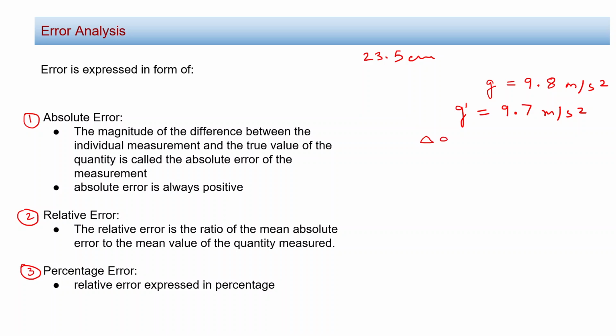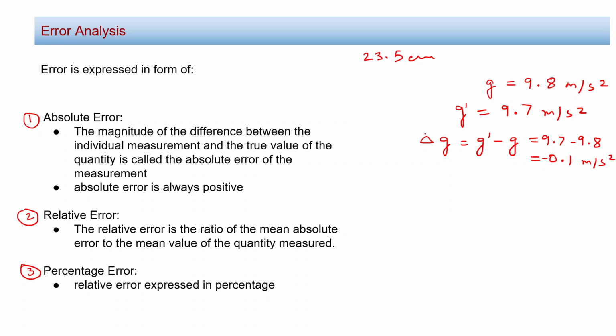So absolute error will be the value I measured minus the true value. This will be 9.7 minus 9.8, that is, minus 0.1 meter per second square. So this is the error. The error is negative because my value was smaller. If my value is larger than the actual value, then this will be positive. So it also tells us if the value is large or small by showing this negative sign.